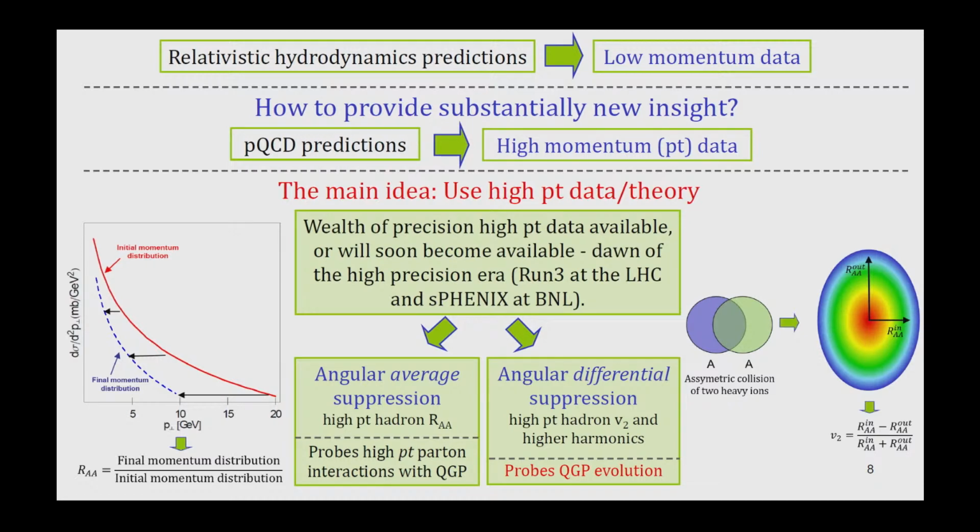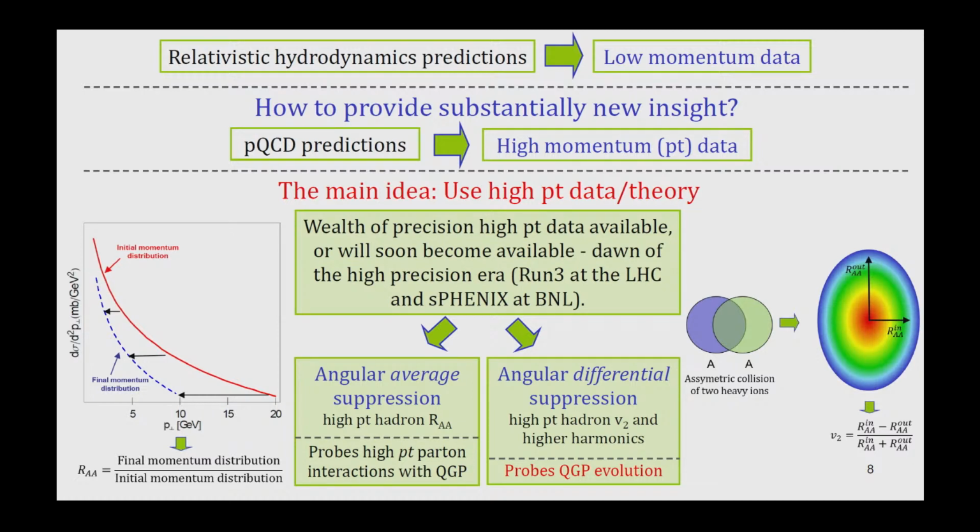Among them is the angular averaged suppression of high PT hadrons, RAA, which is considered to be a good probe of high PT particle interaction with quark-gluon plasma. Since we have a general public here, I will briefly describe what RAA is on a very simplistic example. Suppose that you have some initial momentum distribution of some particles, and each of these particles, when they go through quark-gluon plasma, loses half of its energy. After leaving the quark-gluon plasma, the final distribution will be given by this blue curve shown here. Then RAA is defined as the final distribution divided by the initial distribution, that is, a ratio of these two curves.